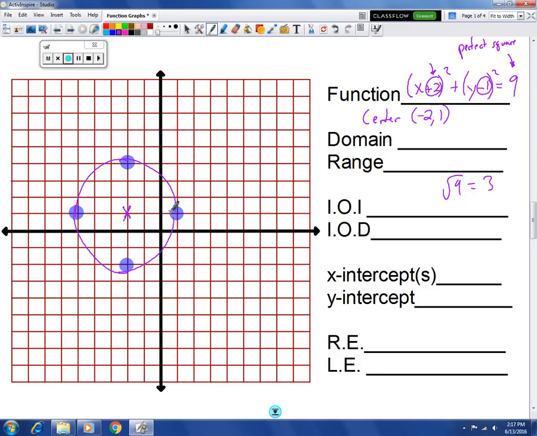And I'm not going to talk about any characteristics again, because this really is not appropriate. It's not a function. And that's really all I wanted to demonstrate on circles.